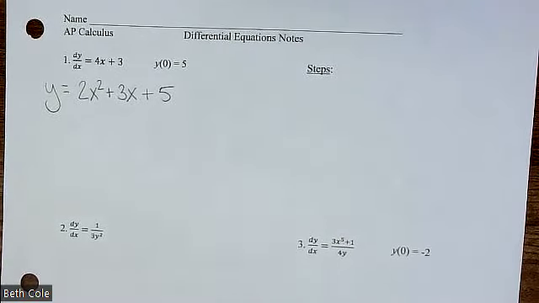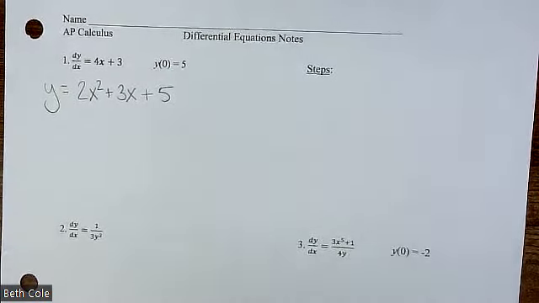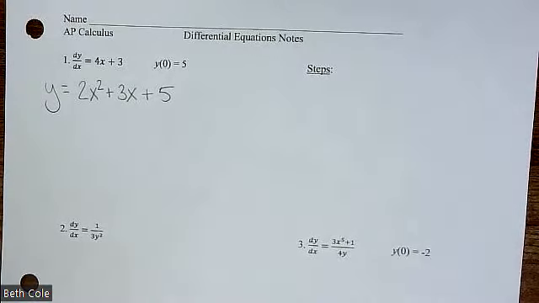If you leave the plus c in there, oh, go ahead and close that. It's called a general solution. Can you just close it?